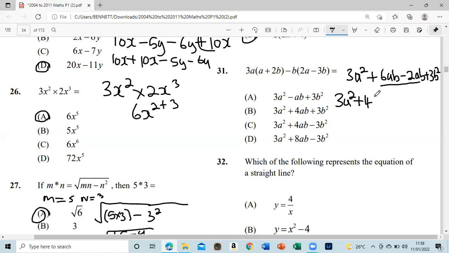4ab plus 3b squared. All right. So that is 3a squared plus 4ab plus, so that will give us b.